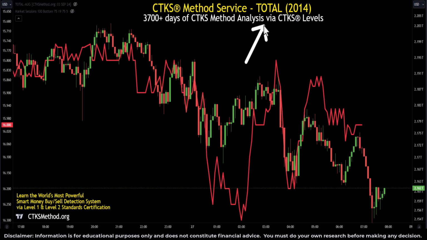Total crypto market cap can give us some really good insights into where the crypto market is going. What is this red line? That's the VIX. What do you notice about the VIX? This is the inverted VIX.